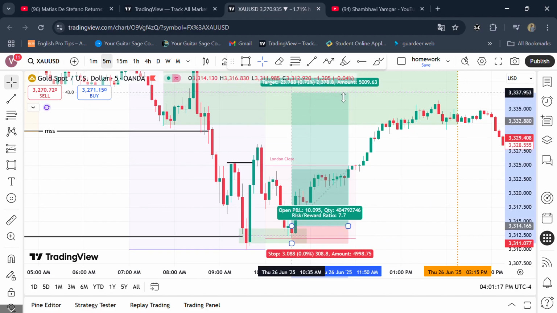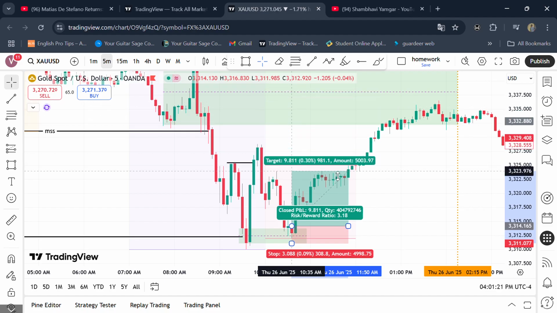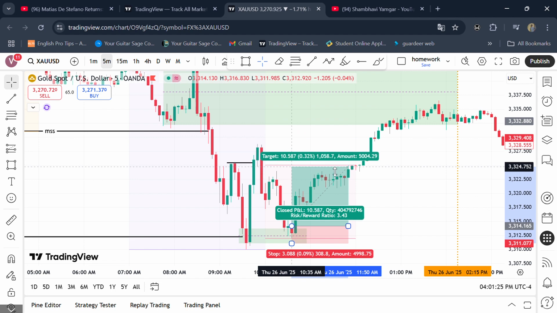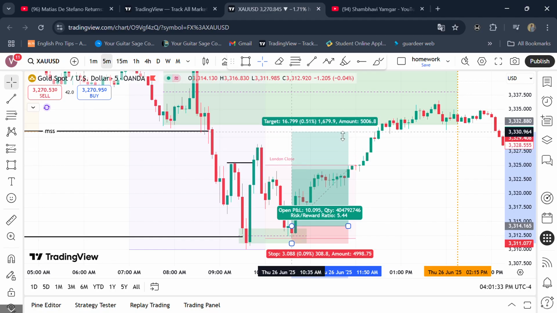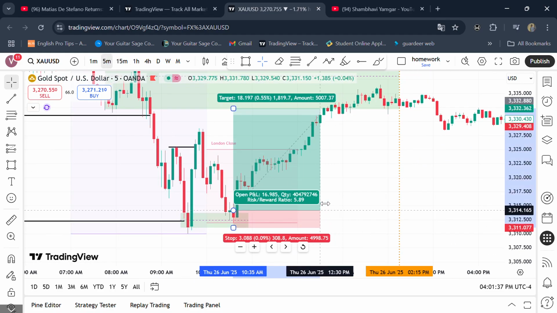Actually, you can keep it till equilibrium or here, but I closed it at the London session's close itself, because I did not wish to trade beyond the kill zones, but as you can see, the target has reached in the end.